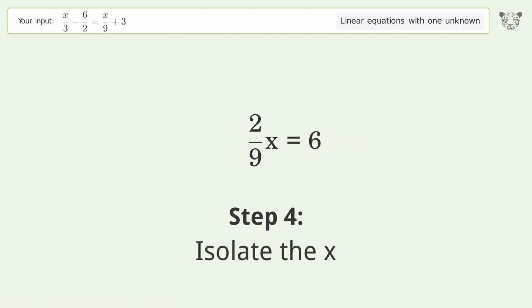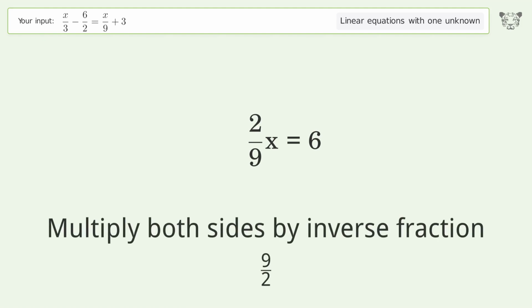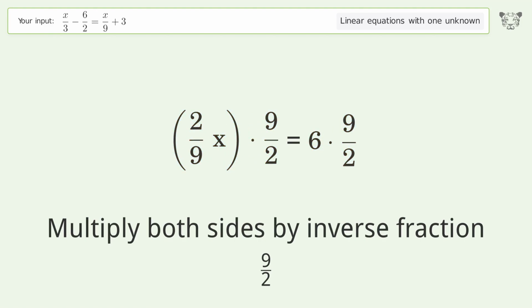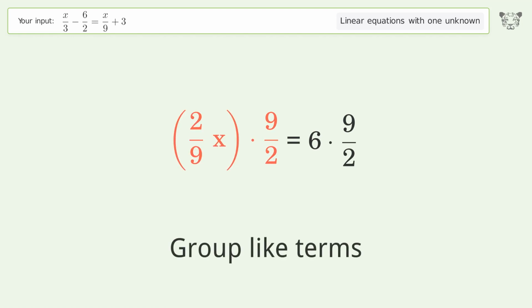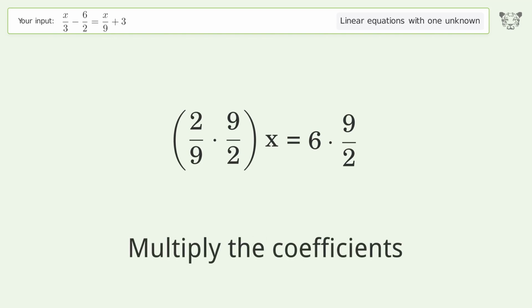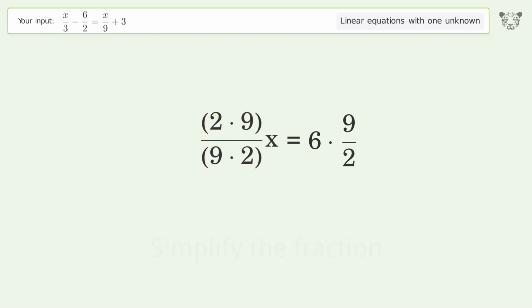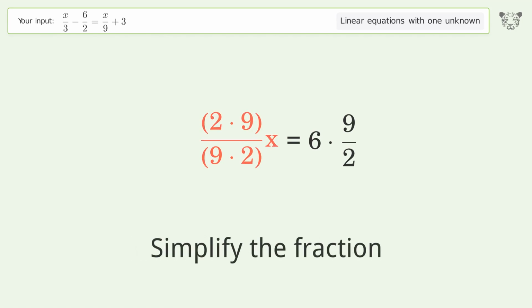Isolate the x. Multiply both sides by inverse fraction 9 over 2. Group like terms. Multiply the coefficients. Simplify the fraction.